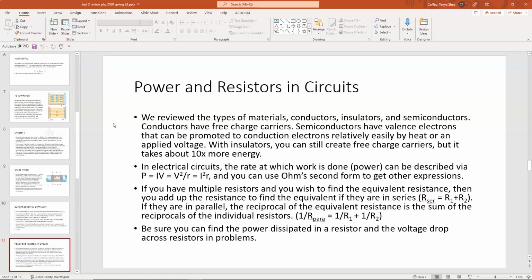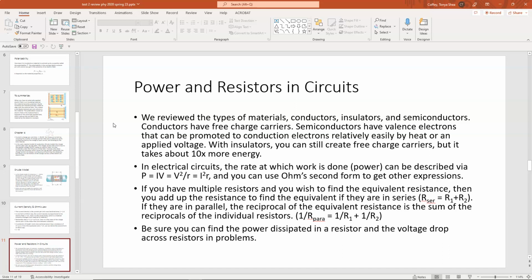a lot of voltage. In electrical circuits, the rate at which work is done, or the power, can be described via the equation P is equal to IV, which is equal to V squared over R, which is equal to I squared R. And this is taking P is equal to IV and then using the second form of Ohm's law, V is equal to IR, to get the other forms.